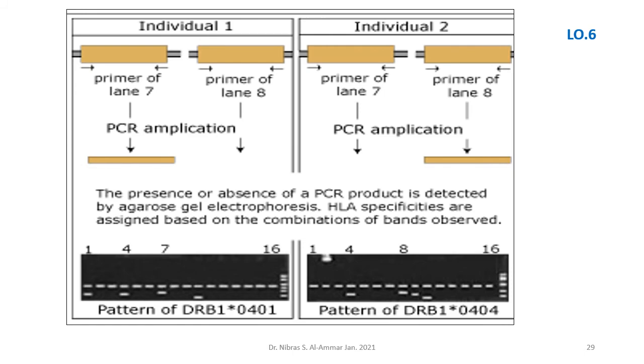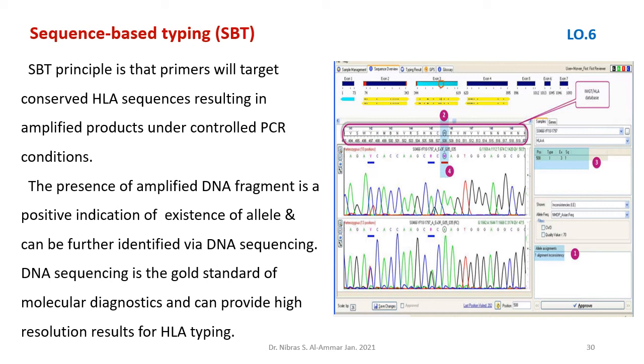Sequence-based typing, SBT. The SBT principle is that primers target conserved HLA sequences, resulting in an amplified product under controlled PCR conditions. The presence of amplified DNA fragments is a positive indication of the existence of alleles and can be further identified via DNA sequencing. DNA sequencing is the gold standard of molecular diagnostics and can provide high-resolution results for HLA typing. That means this method gives us high-resolution typing for HLA.